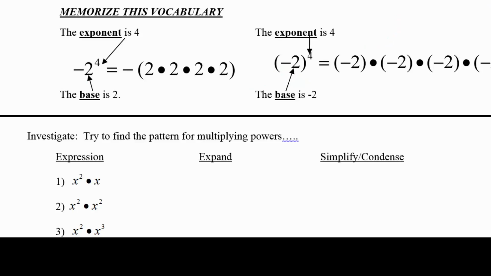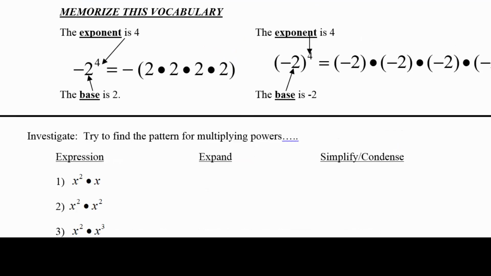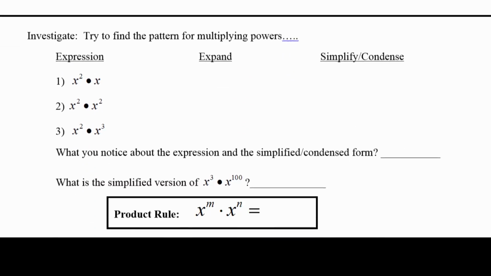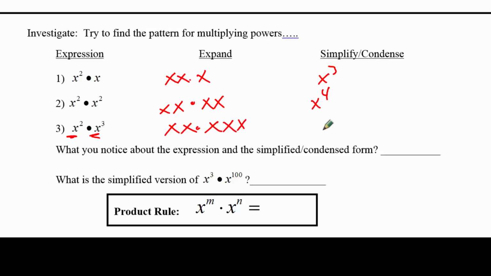Okay, so let's see if we can get some rules down. Now, the first rule is the product rule. And to do that, we're going to look at a little bit of an expression and some expansion. If we expand this out, we've got 2 x's and then 1 more. And if we condense it, we end up with 3 of them, because we can just count them. And over here we've got 2 x's times another 2 x's, which makes 4 x's. Now here we've got 2 x's, and here we've got 3 x's. If we count them all up, we've got 5.